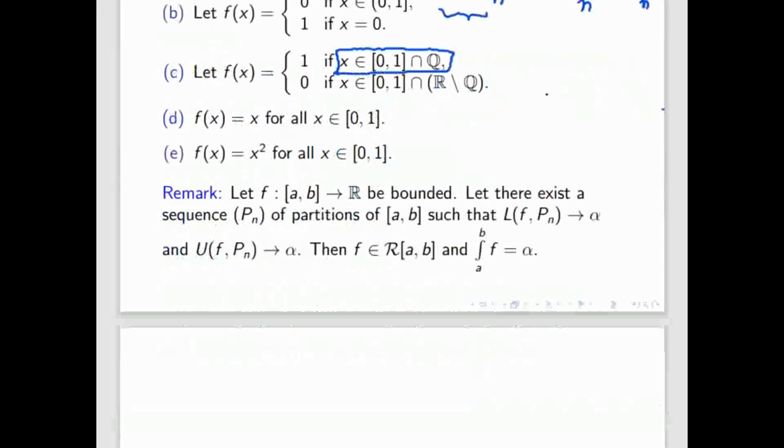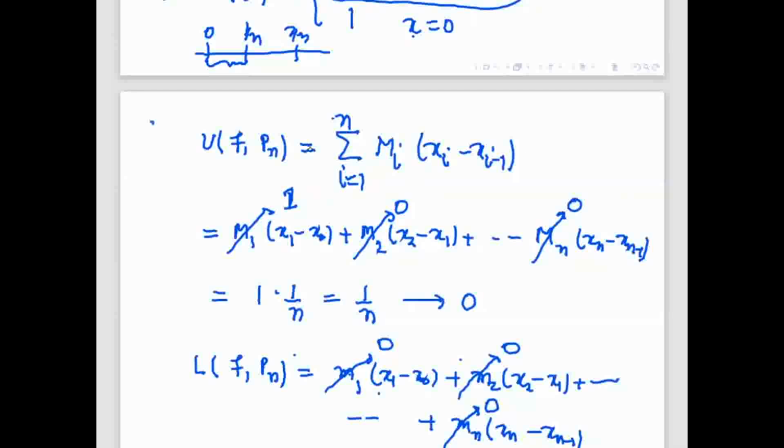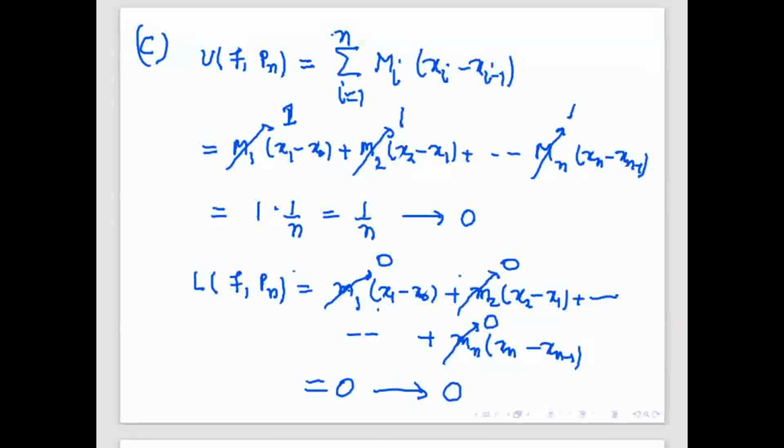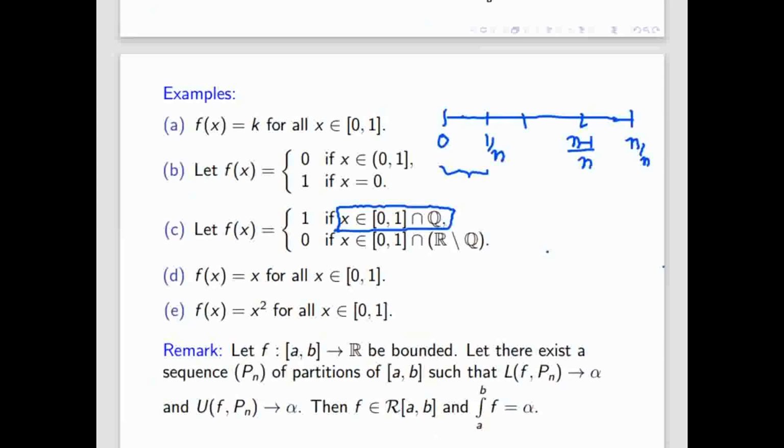Now for this part, if we calculate the upper sum, because in each interval rational and irrational both are present, the supremum will be 1, and here the infimum is always 0. So the lower value will come 0, but the upper value will not come 0, it will come 1. So these are not equal and it is not an integrable function. That means we cannot integrate this function. The answer is that this function is not Riemann integrable.